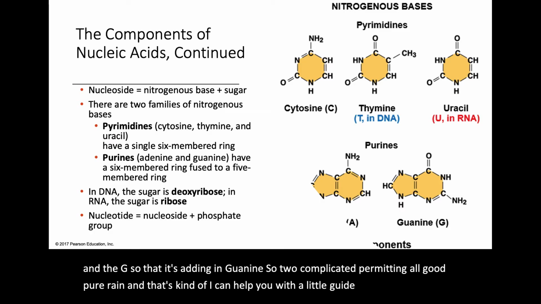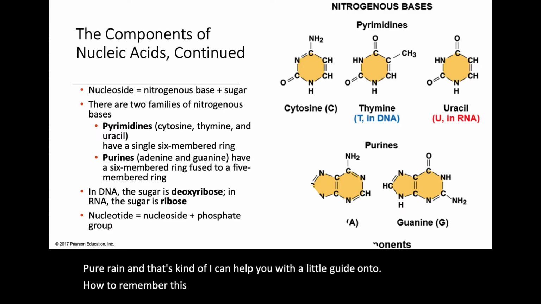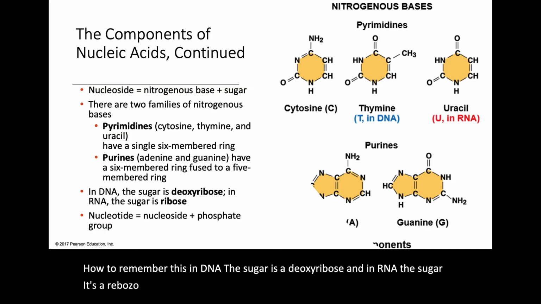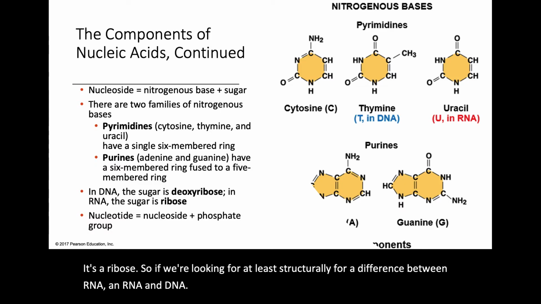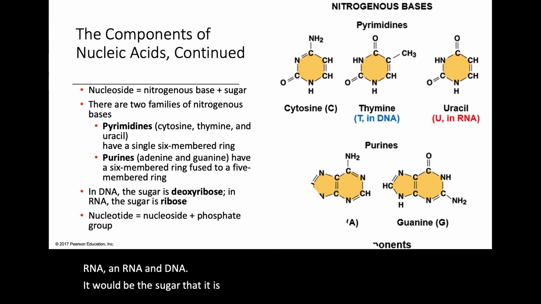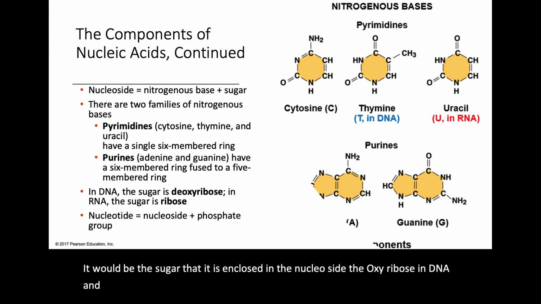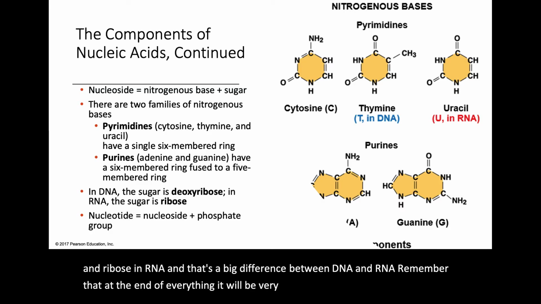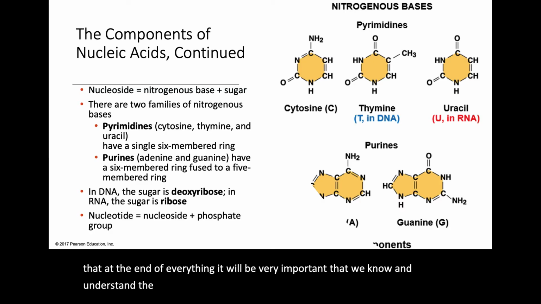In DNA, the sugar is a deoxyribose, and in RNA, the sugar is a ribose. So if we're looking, at least structurally, for a difference between RNA and DNA, it would be the sugar that is enclosed in the nucleoside, deoxyribose in DNA and ribose in RNA, and that is a big difference between DNA and RNA. Remember that at the end of everything, it will be very important that we know and understand the differences between RNA and DNA.